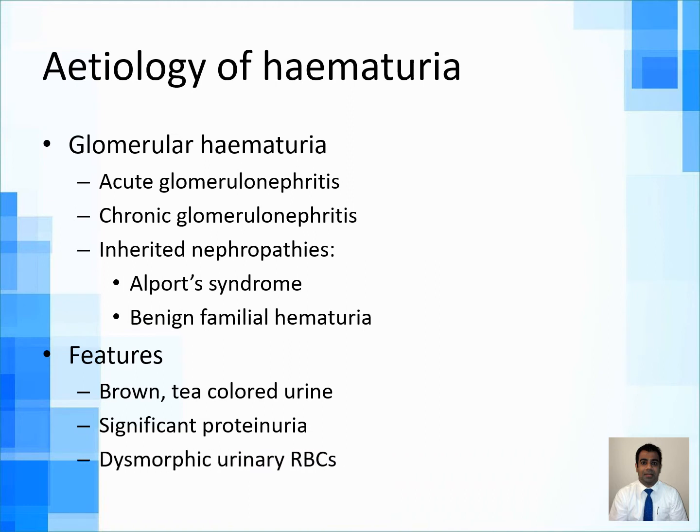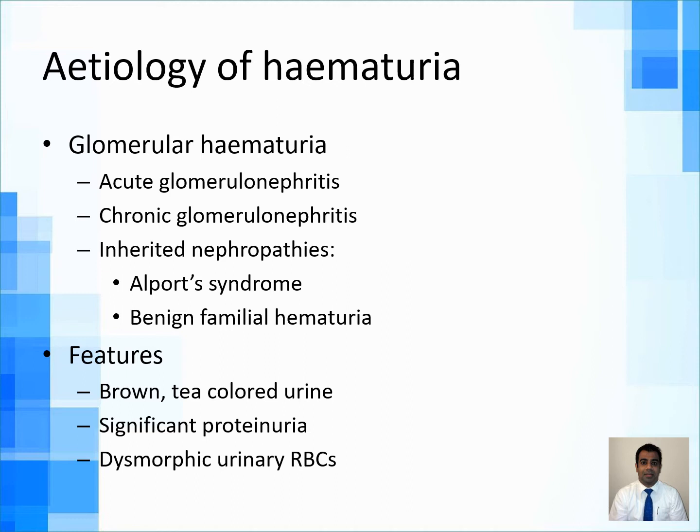And as I mentioned, dysmorphic urinary RBCs again are a feature of glomerular hematuria. But remember, to be absolutely sure that it is glomerular, the dysmorphic cell percentage should be higher than 80%. Then only can you be absolutely certain that it is a glomerular cause. And if the dysmorphic cell percentage is less than 20%, then you can certainly say that it is an extraglomerular hematuria, not a glomerular hematuria.